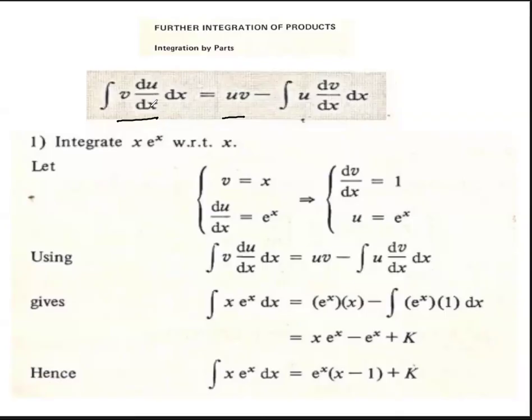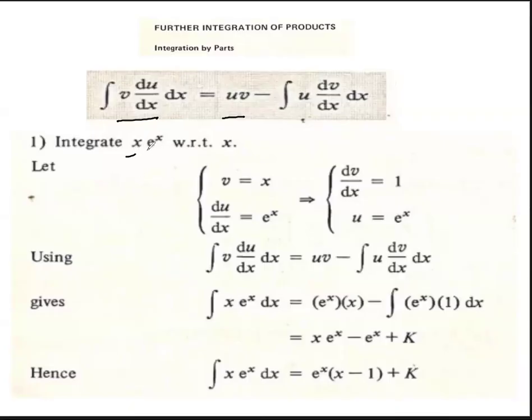and you can somehow get what u is, well, you already know v here, so that's no problem. If you can get u, and somehow u dv/dx is something simpler to integrate than v du/dx, well, then that will lend itself to our being able to integrate such functions. Here's an example.